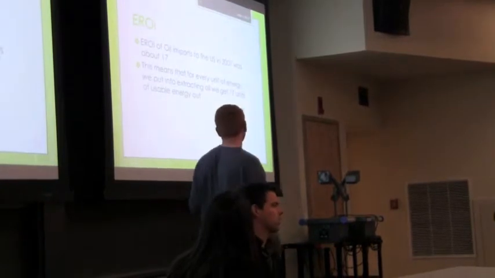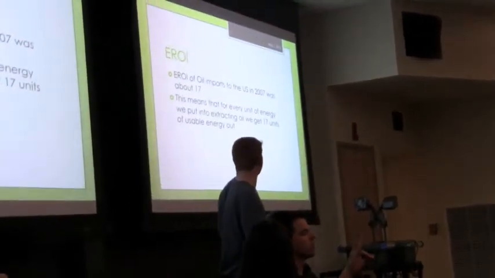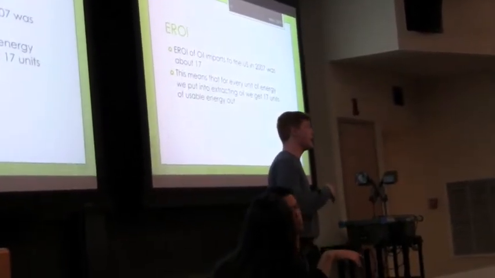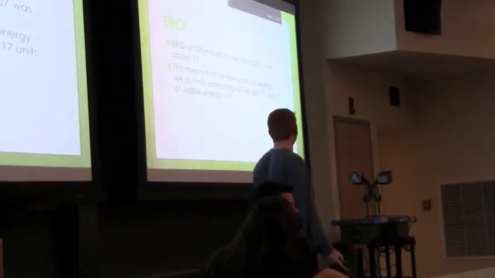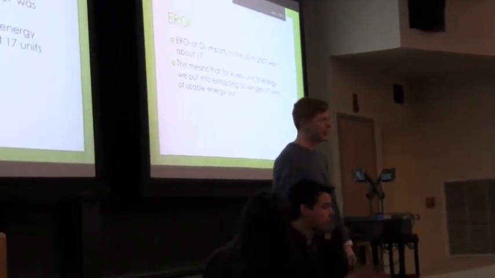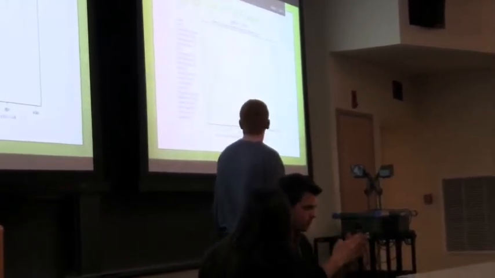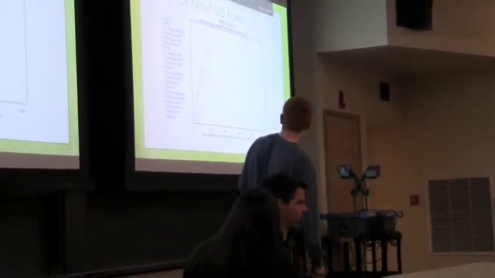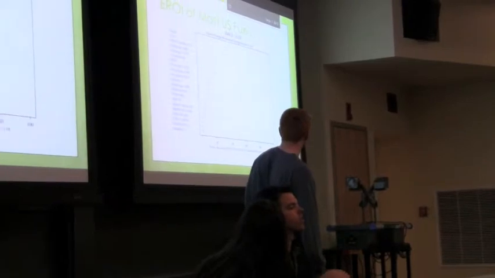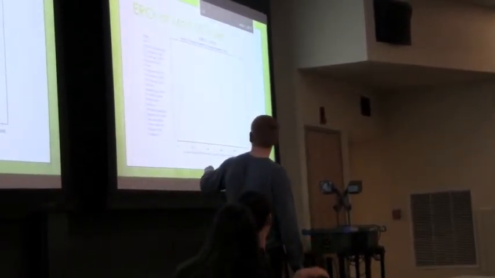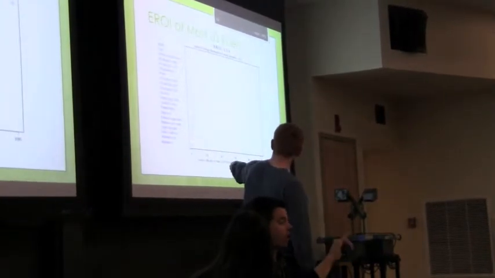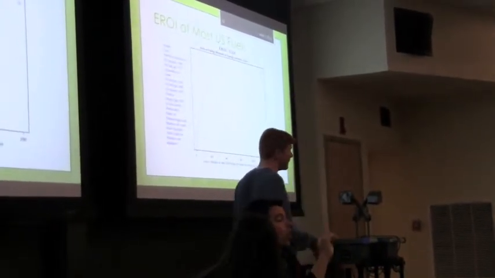Just for rough figures, U.S. oil imports in 2007 had an EROI of about 17, which means for every unit of energy they put into drilling and transporting and everything for the oil, we got 17 units of energy out of it. Here's a chart of a bunch of different fuels. You can see hydro up at the top over here with about 100 EROI. Ethanol from corn is way down here, roughly about 0.